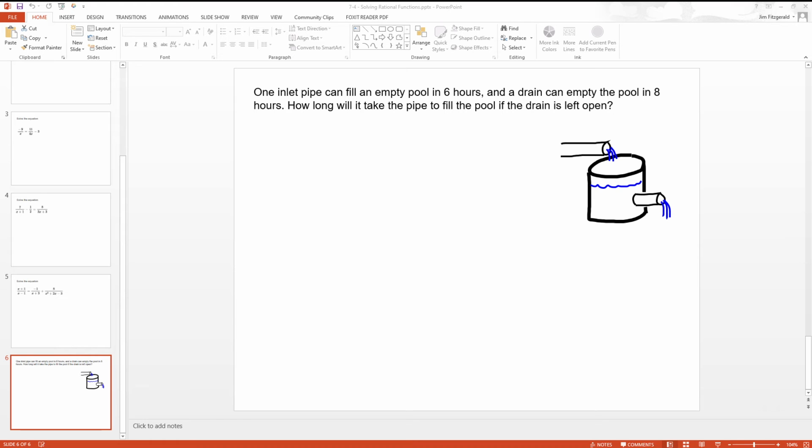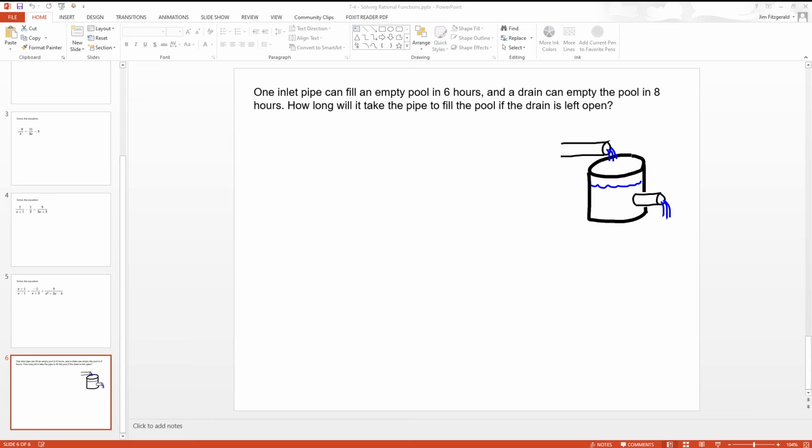And how many pools am I looking to fill up? Well, I'm looking to just fill up one pool, right? So we're looking for that pool to be equal to 1. Okay, so here is my rational equation. And so I want to look at how we can write this out.